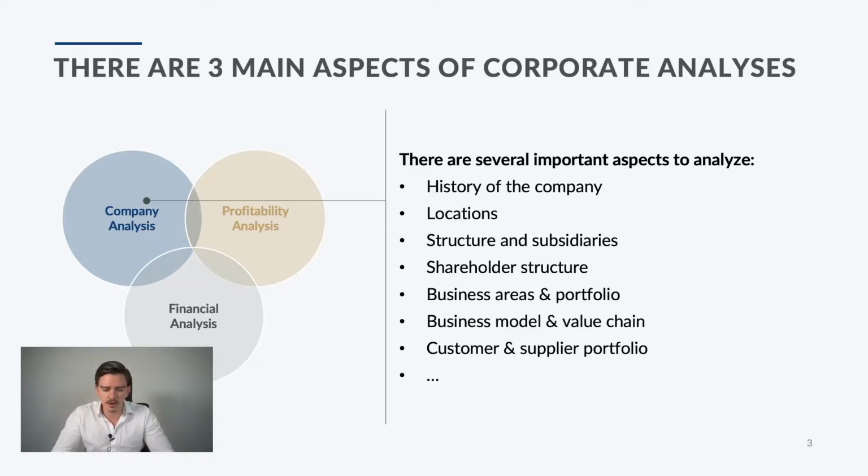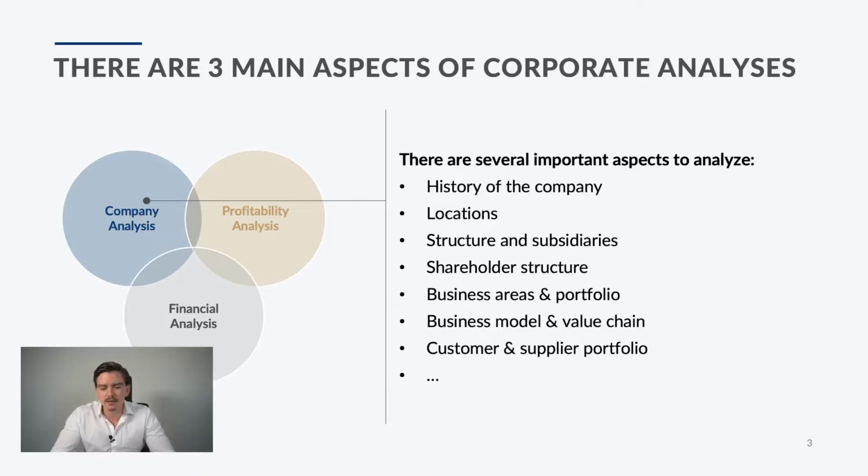Also, obviously, you want to know about the locations. So you take a look at the headquarters, where the headquarters of the company is, but also all the branches, all the production facilities. Is this more a regional company? Is this more a globally acting company? Those are obvious things that you also want to check.